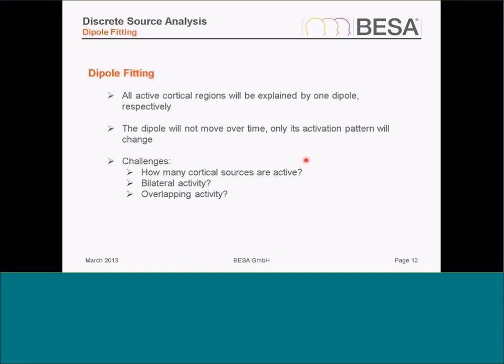The challenges here are how many cortical sources are active, and do I potentially have bilateral activities? That means that one variation in the data needs to be accounted for by 2 dipoles in the 2 hemispheres, and potentially I may have overlapping activity where different dipoles become active simultaneously or shortly after one another.